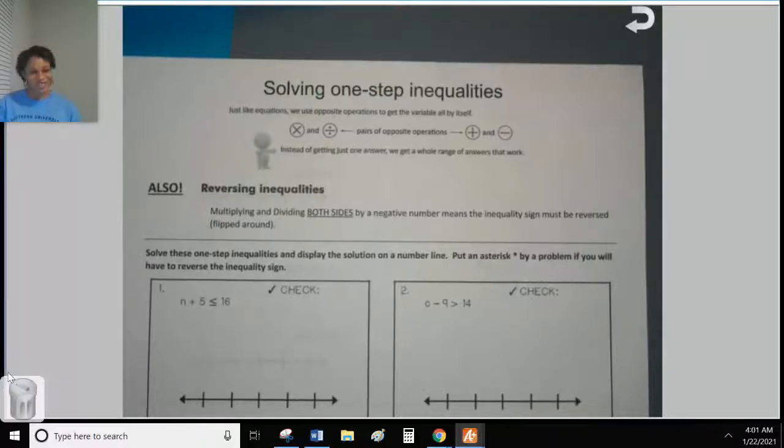Back to Jackson Square. Today we're going to be solving one-step inequalities, which goes along with TEK 6.10a that says I can model and solve one variable, one-step equations, and inequalities that represent problems. So let's jump right in.